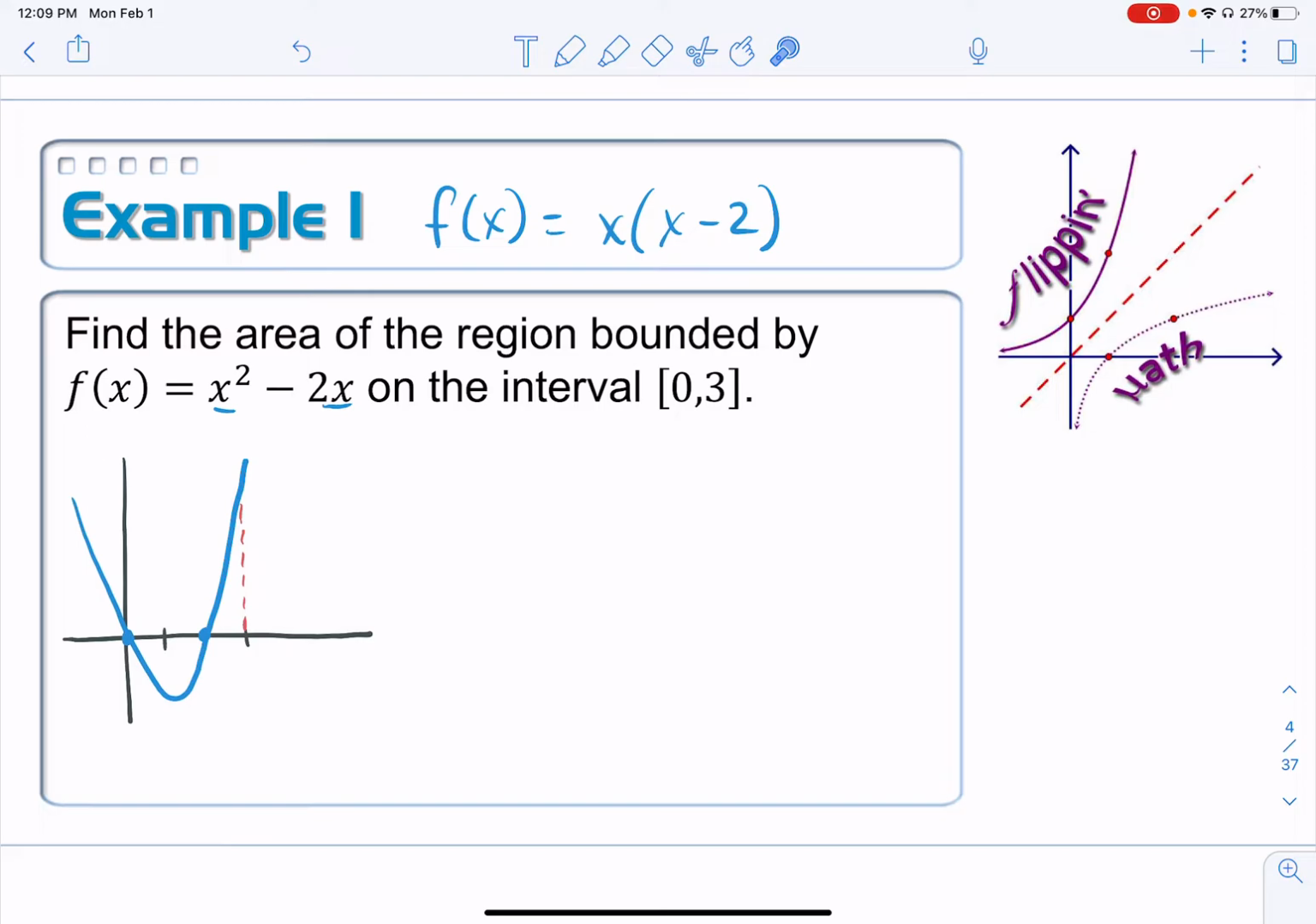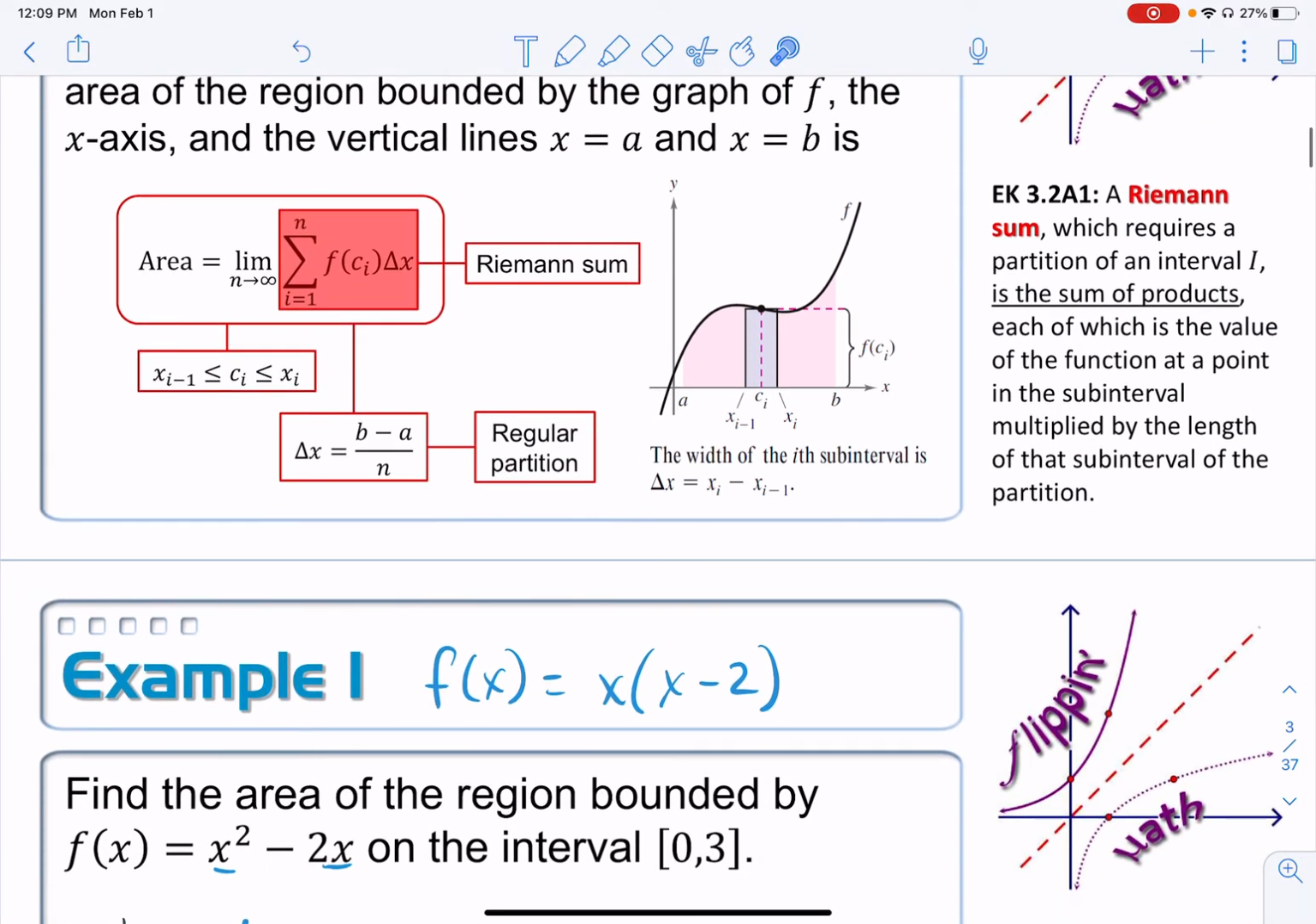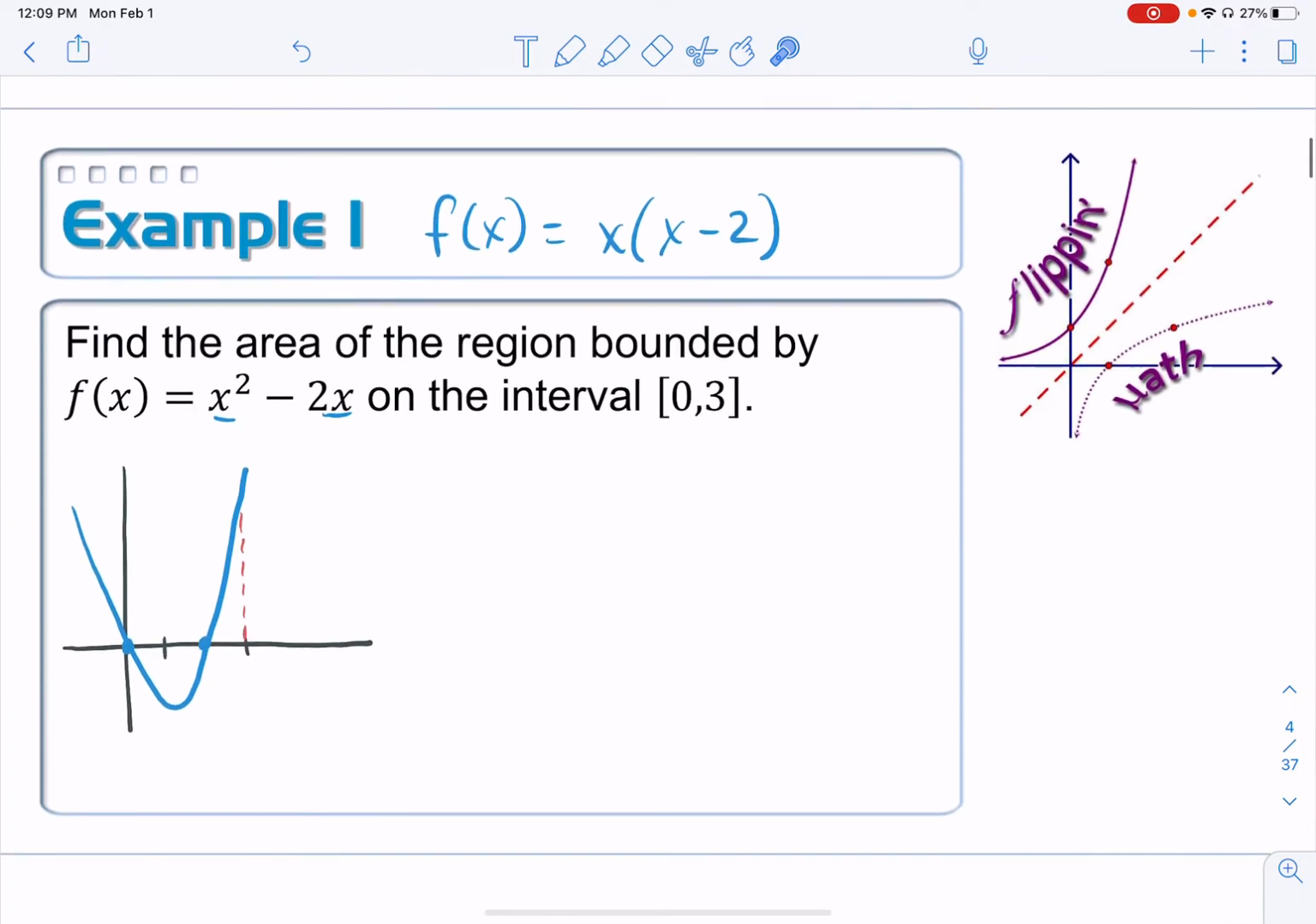Well, you know what? Let's just see what happens when we find the limit of a Riemann sum for this particular example. What if our function is somewhat down below the x-axis? Should be interesting. To start this process off, we do need some rectangular widths, which we'll call delta x. We'll use the regular partition formula: 3 minus 0 over n gives me 3 over n. That's the width of each one of our rectangles.